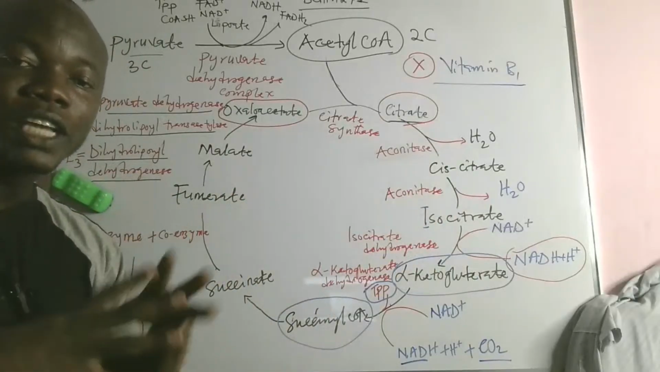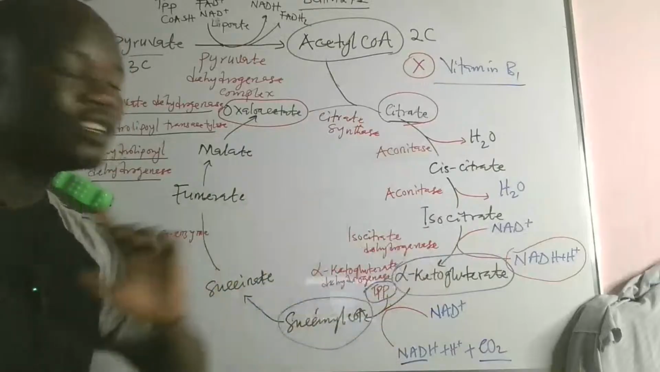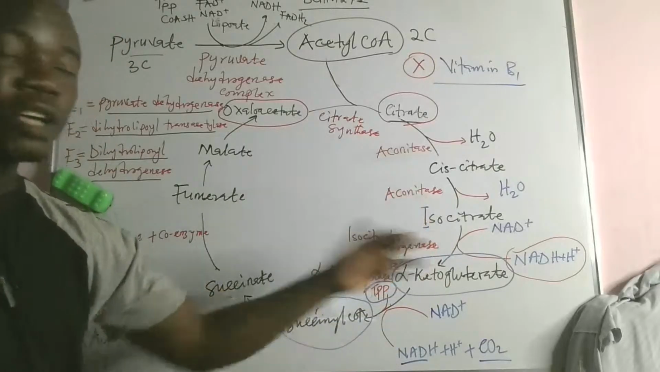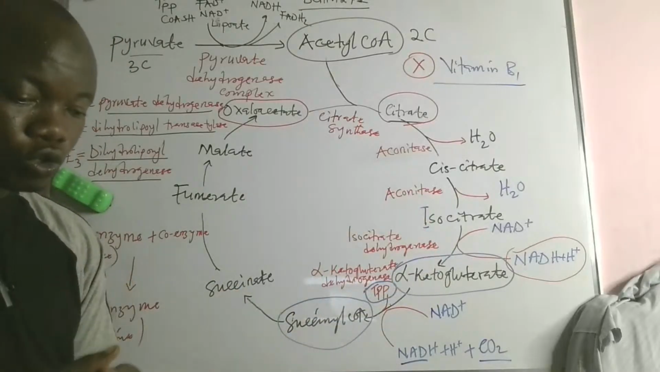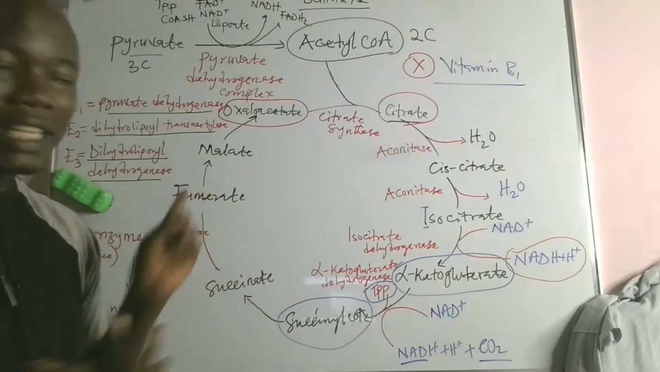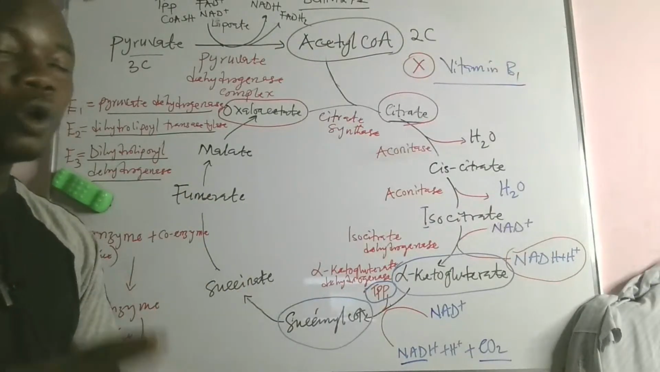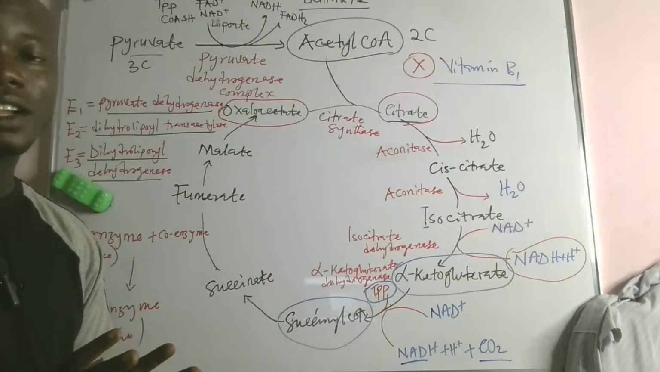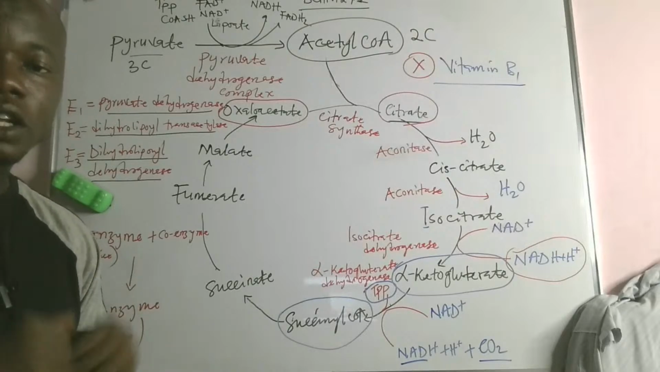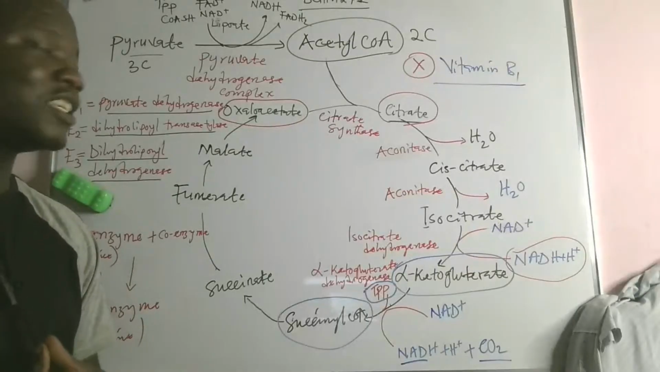There will be colossal accumulation of alpha ketoglutarate and isocitrate dehydrogenase, and that will lead to a lot of disease like kidney disease, inflammation, with a lot of complication. Excellent, because it requires coenzymes for the conversion.